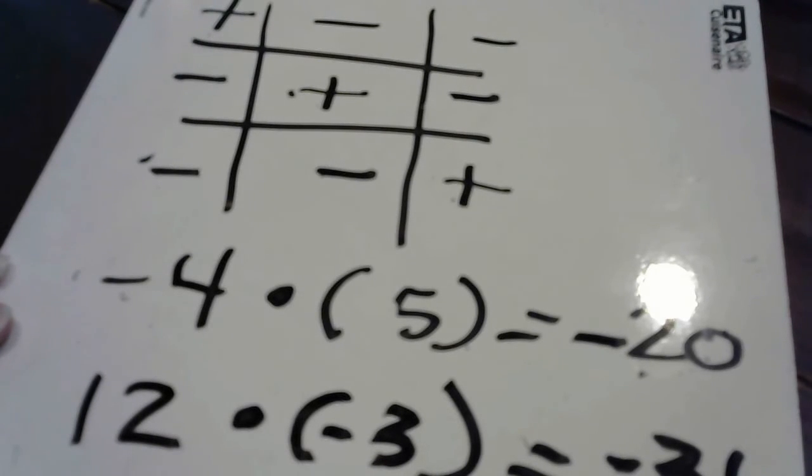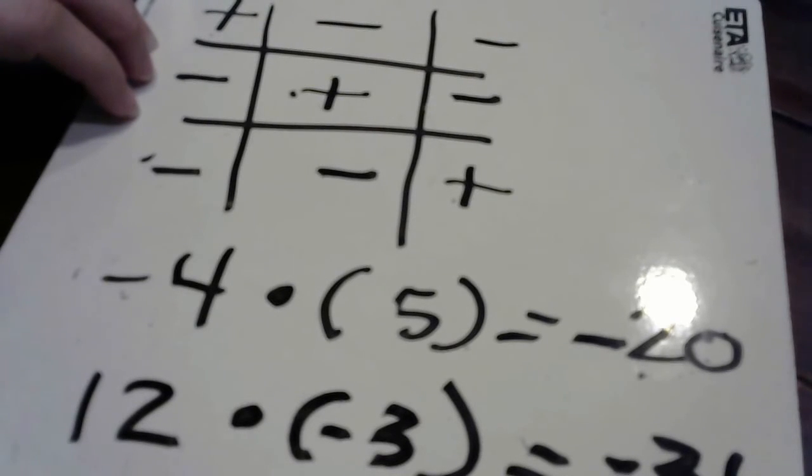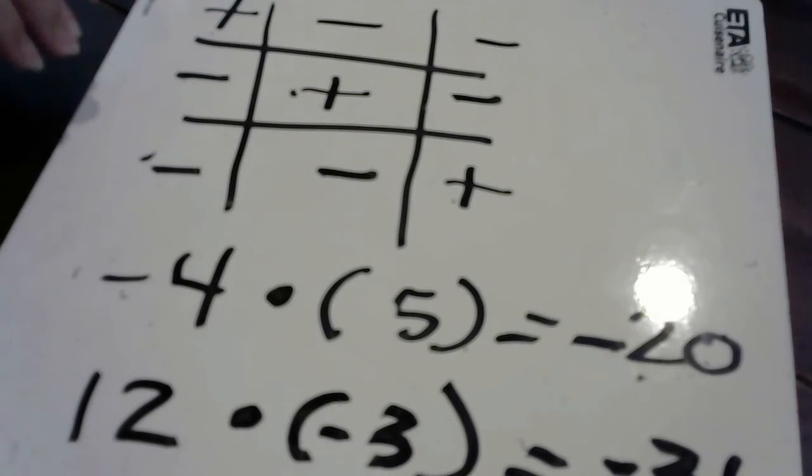But remember, I'm going to stress it again. This tic-tac-toe board only works when you're multiplying or dividing integers, okay? It does not work with addition and subtraction of integers. That would be amazing if it did, but it just doesn't. So just keep that in mind, okay?